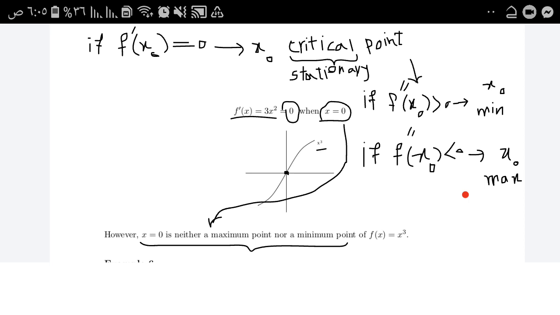Okay, this is the review of calculus, not the original course. This is the review of calculus which is needed for the next parts.